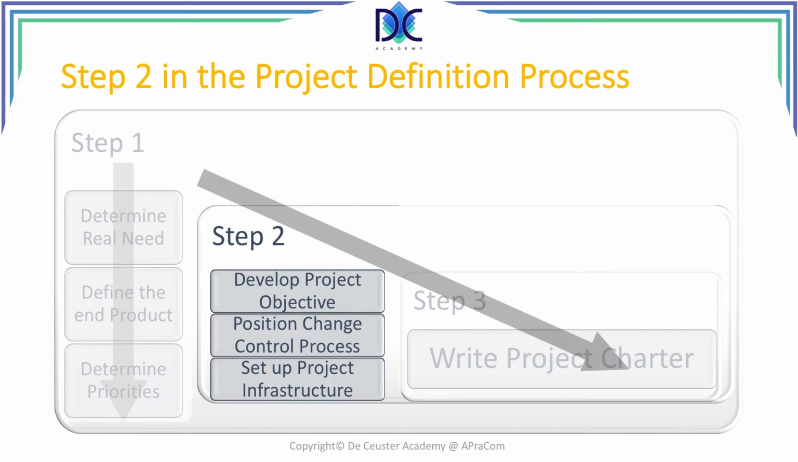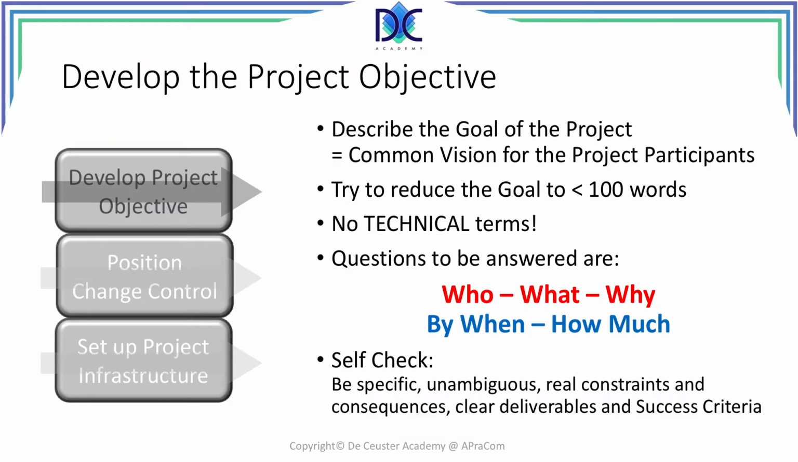Here we see the detail of the second step of the project definition process. Like you see, project objective, change control, and project infrastructure. When we develop the project objective, we describe the goal of the project. The goal here is to write a common vision for all the project participants that will show exactly in essence what the project is about.